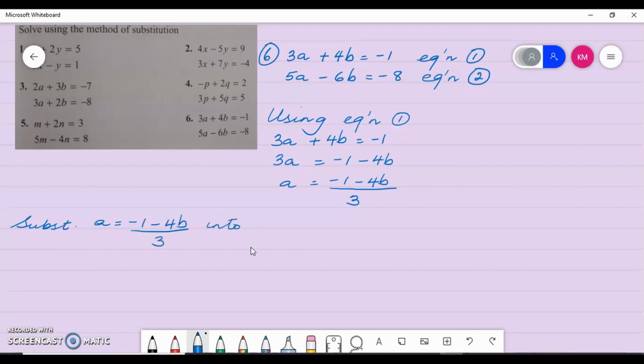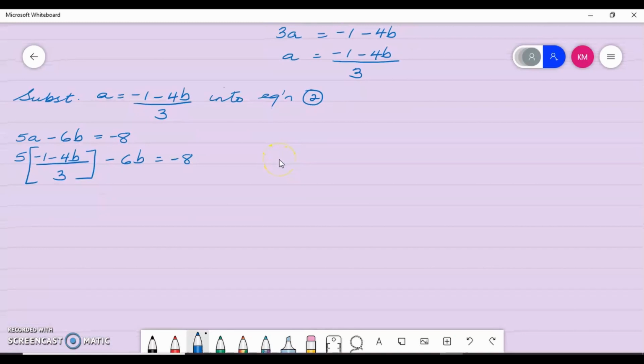So now I'm going to substitute that expression for a, which is negative 1 take away 4b divided by 3, into equation 2. So my equation 2 is 5a take away 6b is equal to negative 8. 5, remember a is negative 1 take away 4b divided by 3, take away 6b is equal to negative 8. Now I simply expand that out. I'm going to get negative 5 take away 20b, divided by 3, take away 6b is negative 8.